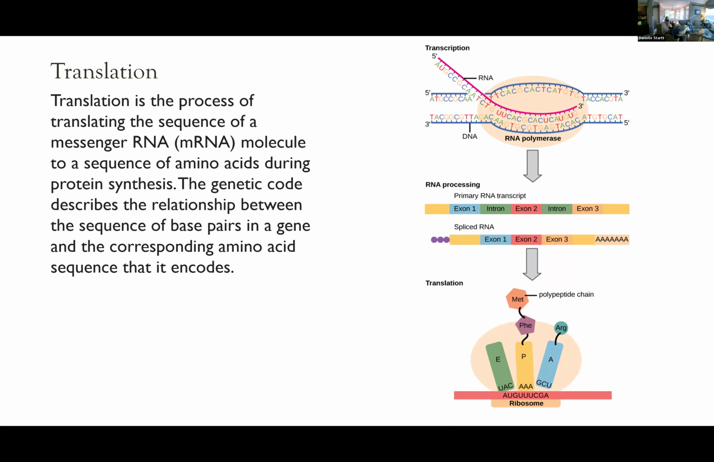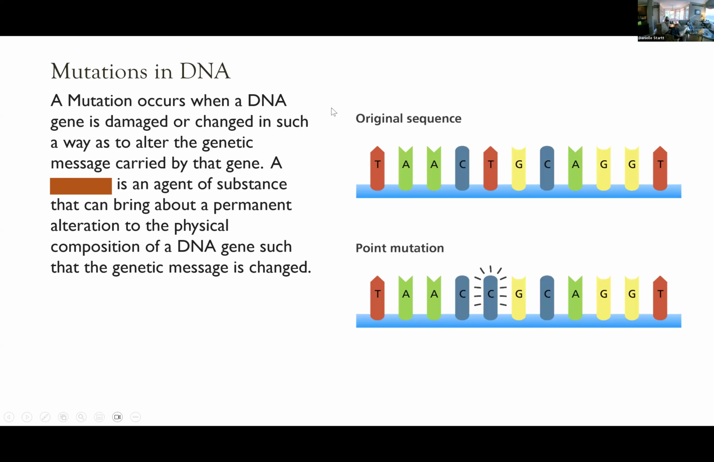And the order in which the amino acids are put together determines what the protein is. And we need the protein because that's pretty much what makes up everything in the end. So a mutation, what's a mutation? A mutation occurs when a DNA gene is damaged or changed in such a way as to alter the genetic message carried by the gene.